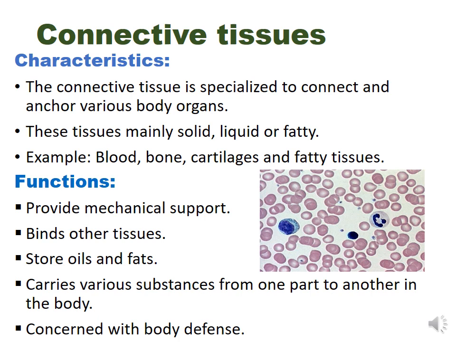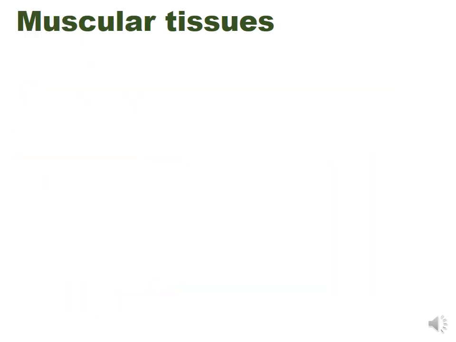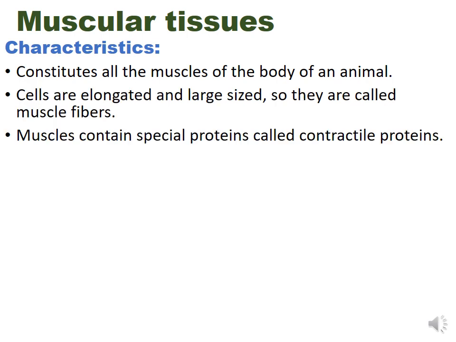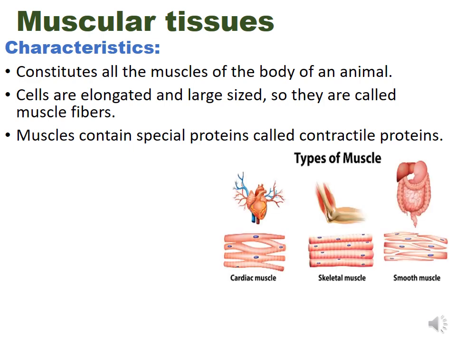And when bacteria or viruses enter the body, these immune cells destroy those bacteria and viruses. Okay, so the third type of animal tissue is muscular tissue, and muscular tissue constitutes all the muscles of the body of an animal. The cells are elongated and large-sized, so they are called muscle fibers. See, this is the cardiac muscle, skeletal muscle, and smooth muscle, and all of their cells are thread-like structures.